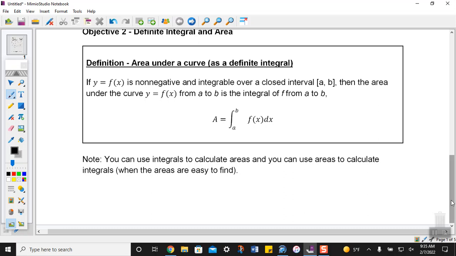Note, you can use integrals to calculate areas, and you can use areas to calculate integrals. But you can only do that when the areas are what? Easy to find. I'm going to do something up here, kids, over here on the right.